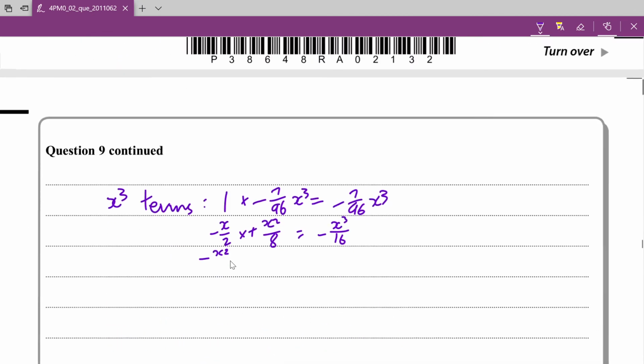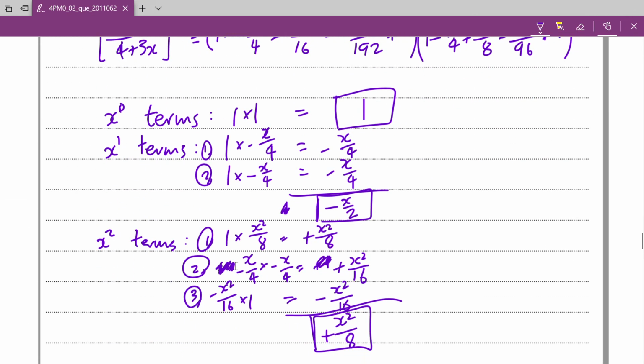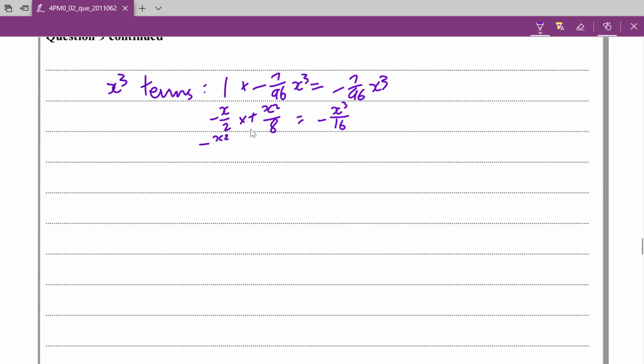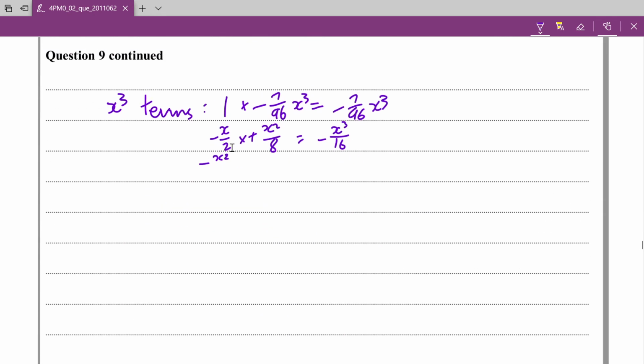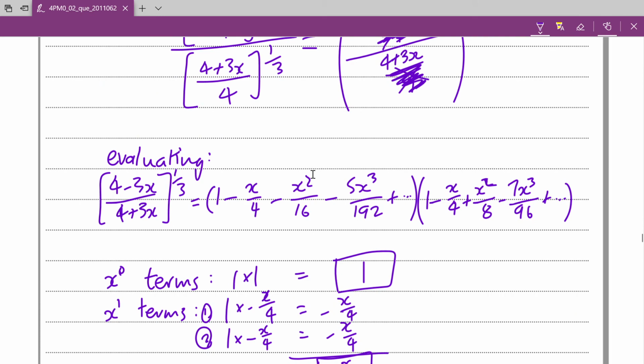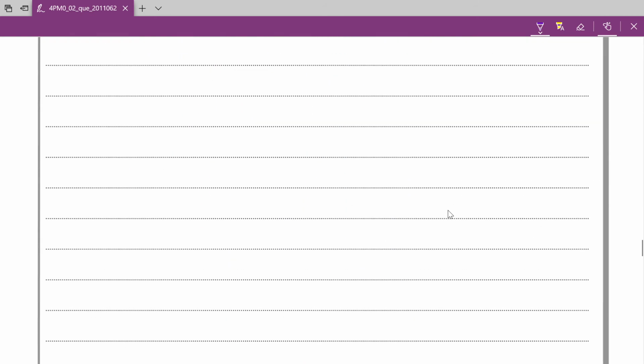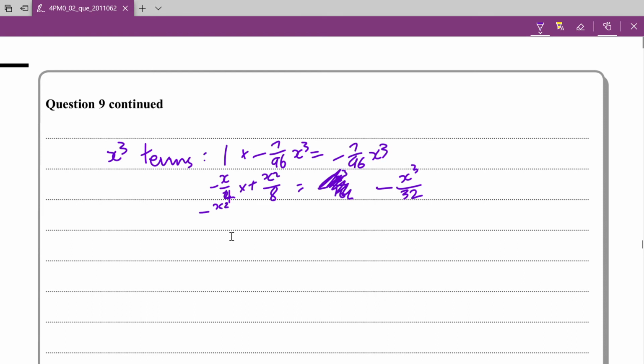Or actually, no, we've made a calculation error. This should be x over 4, not 2. And this is going to give us minus x cubed over 32. And the minus x squared over 16, you multiply it by minus x over 4, is going to give us the positive x cubed over 64. So bear with me while I write this all out.